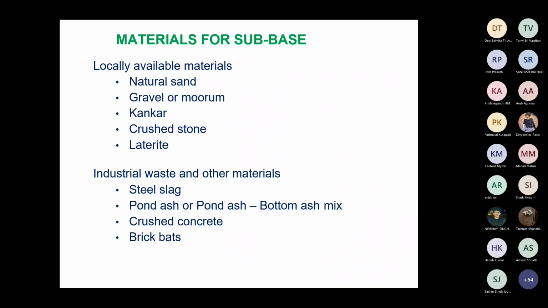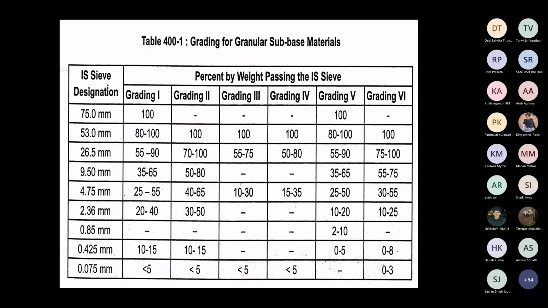The materials commonly used for subbase are locally available materials like natural sand, gravel or murram, concrete, crushed stone or laterite. Apart from that, you can make use of industrial waste or other materials like steel slag, pond ash or bottom ash, crushed concrete or brick bats, or a combination of any of these can also be used.